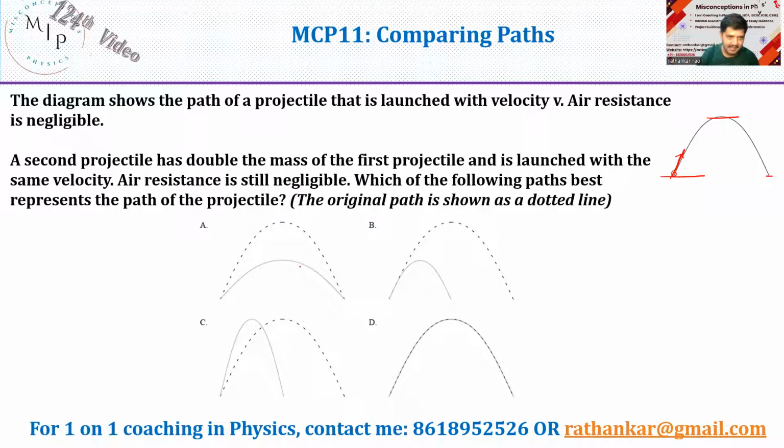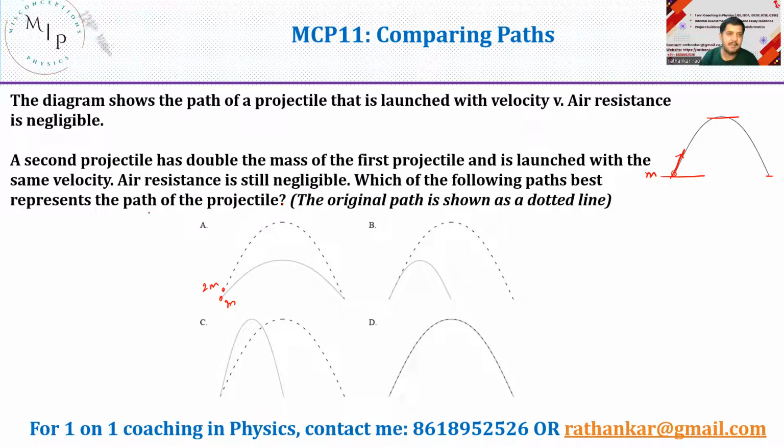Now a second projectile. First the projectile is thrown like this. A second projectile has double the mass of the first projectile. One of them has a mass m and the second one has a mass 2m. I'm just giving an example, this may not be the right answer. Here air resistance is negligible.